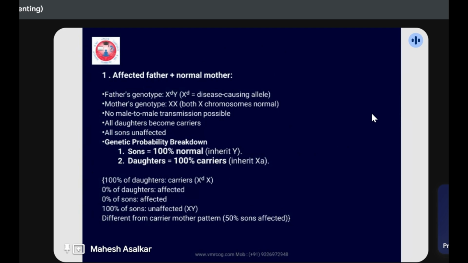Okay, different from the carrier mother pattern. So if the mother is a carrier, in that particular case this probability will be different. So this is for where the father is affected and the mother is normal, and you will understand this when we learn the Punnett square. Okay, the next topic is the Punnett square. You will understand this in a better way.